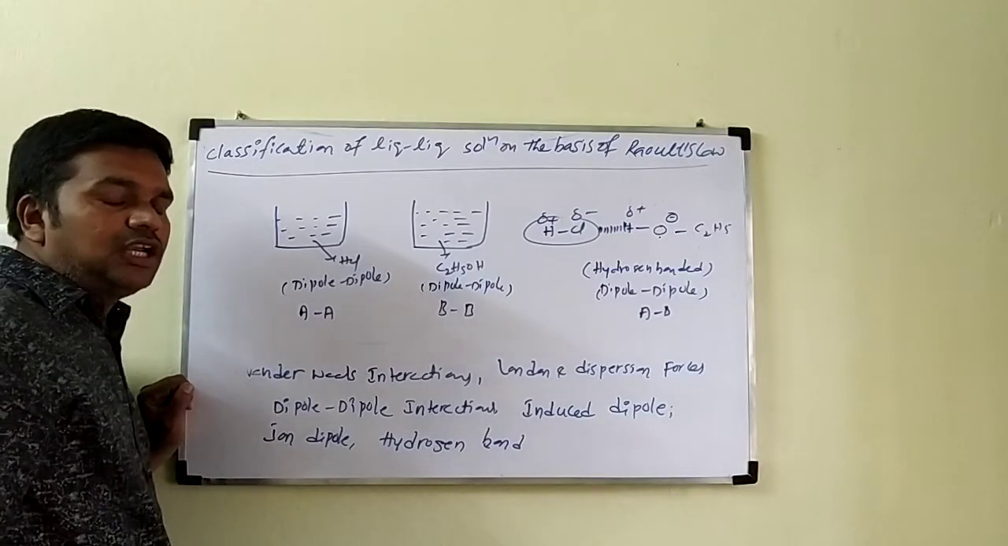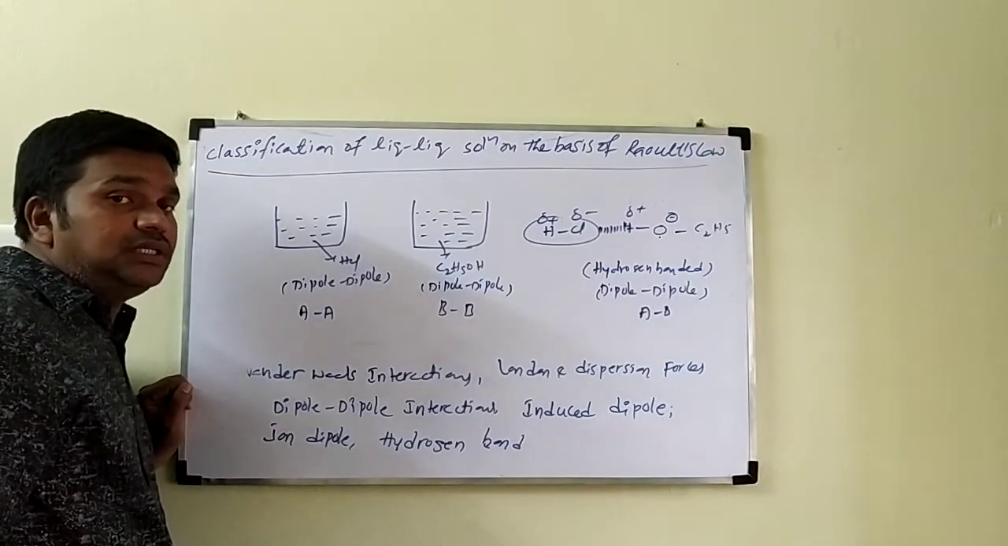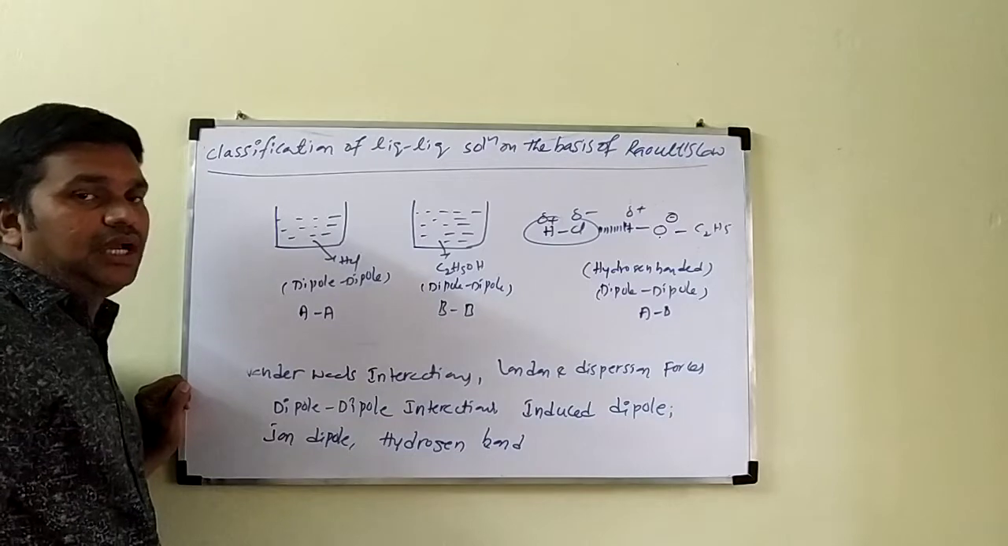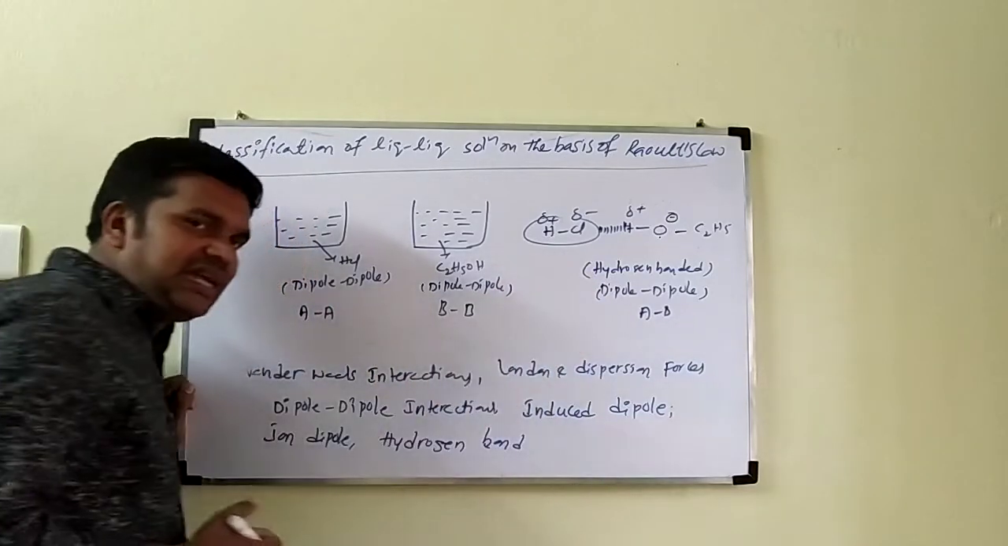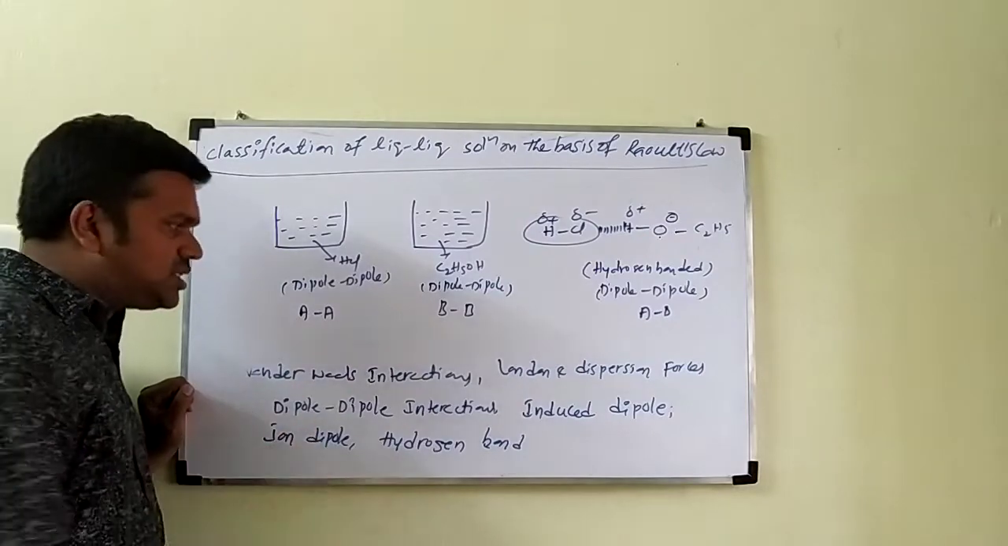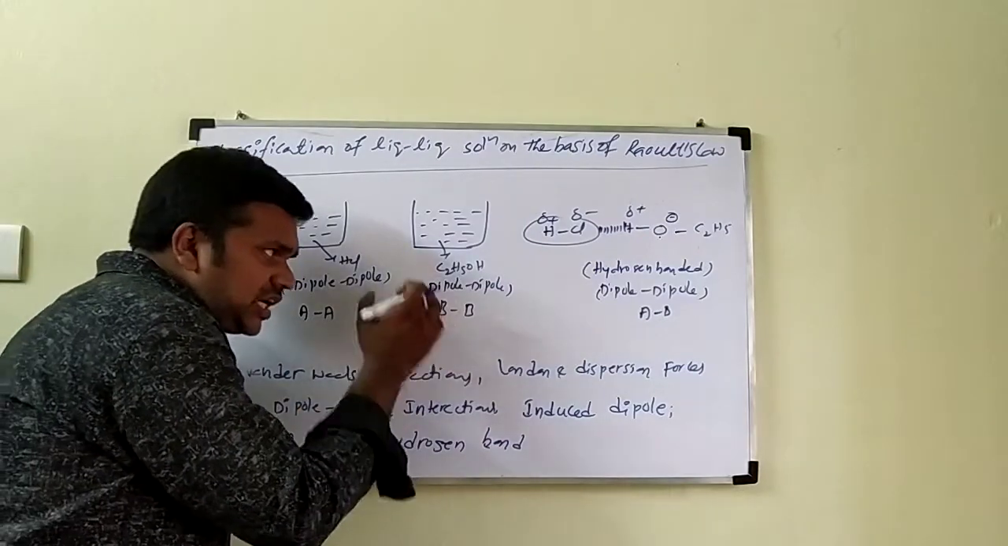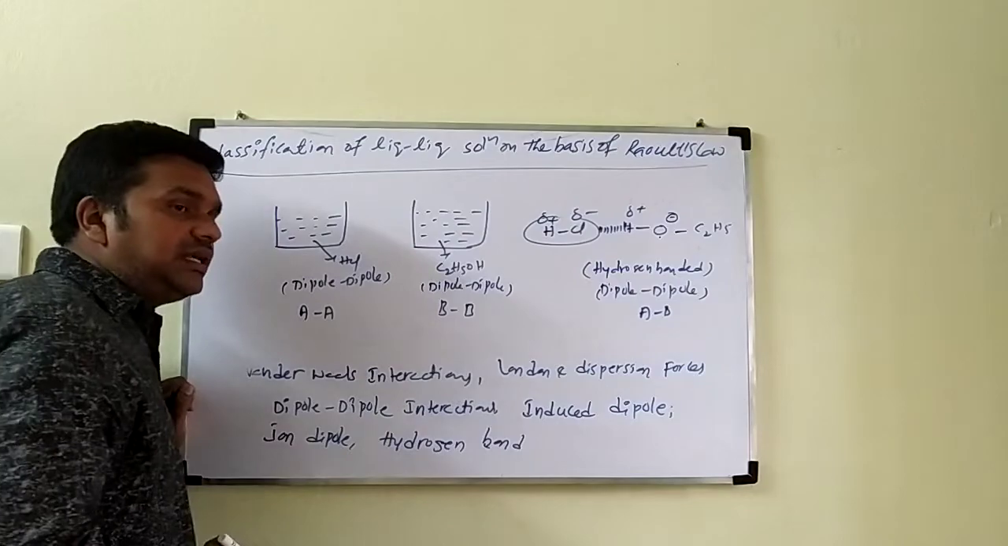What solution? Non-ideal solution. Ideal solution means AA and BB interactions are same as AB interactions. Non-ideal solution means AA and BB interactions are not same as what? AB interactions.